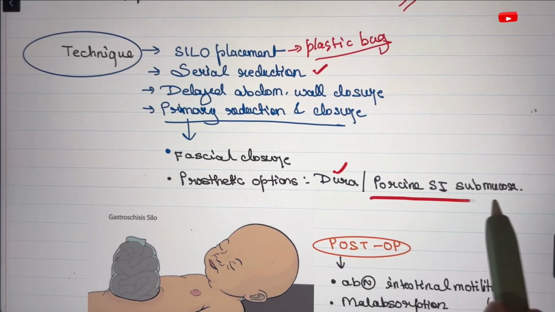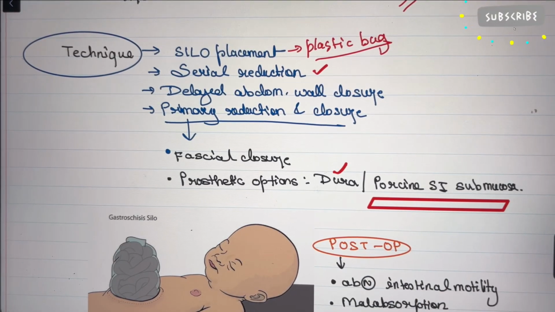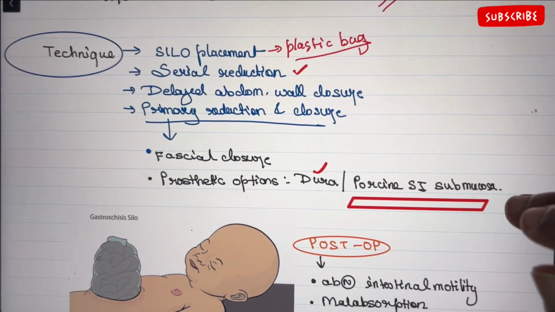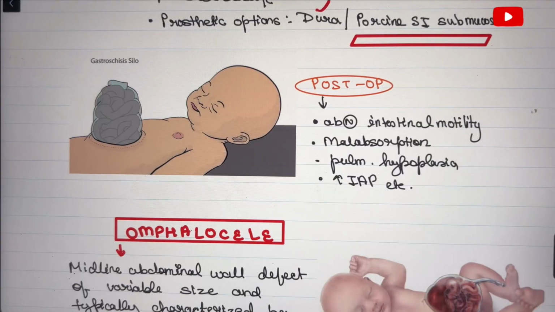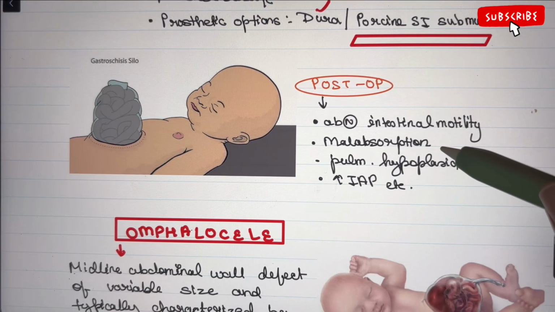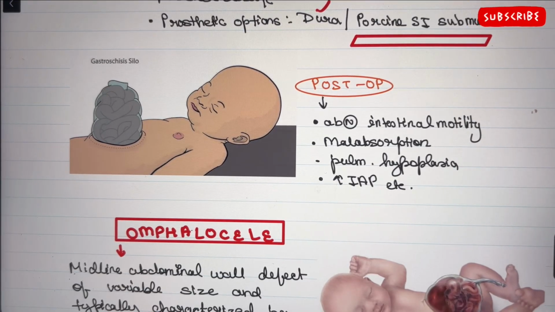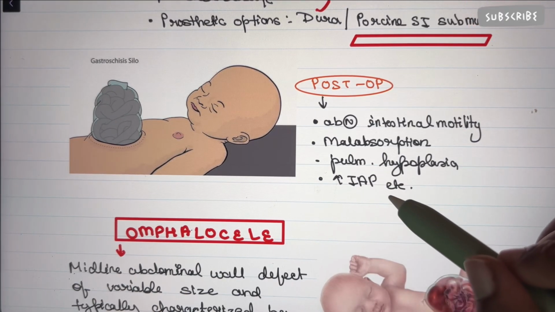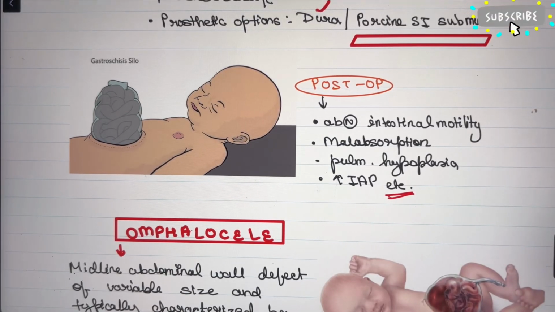Apart from that, porcine small intestinal mucosa, submucosa, can also be used for primary delayed reduction and closure. Now, what are the post-op care we have to take? Post-op, there may be abnormal intestinal motility, there might be malabsorption from the intestine, pulmonary hypoplasia may be present, and there might be increased abdominal pressure, and other conditions may be associated, like intestinal atresia, necrosis of the intestine, perforation of the intestine. These can be associated in the post-op features of the neonate.